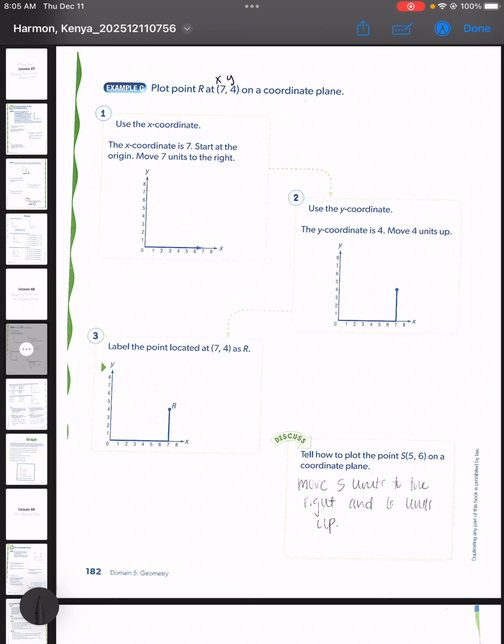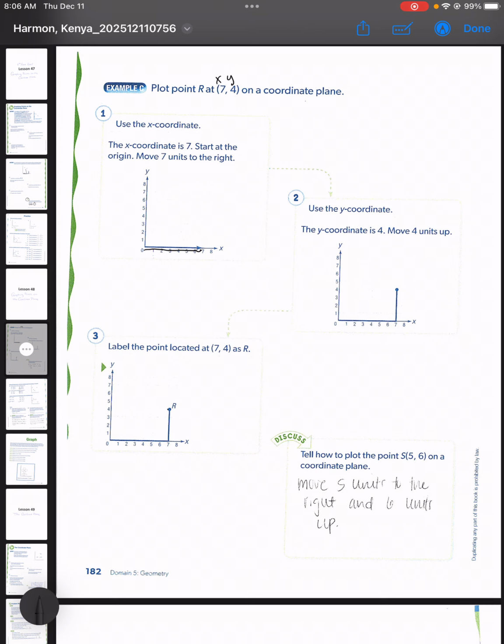The X coordinate is 7. I always start at my origin. I move over 7 points. And now my Y coordinate is 4, so I'm moving up 4 points, and that gives me R. Notice the example models how to mark up the graph. You should see students doing that as they are plotting points.